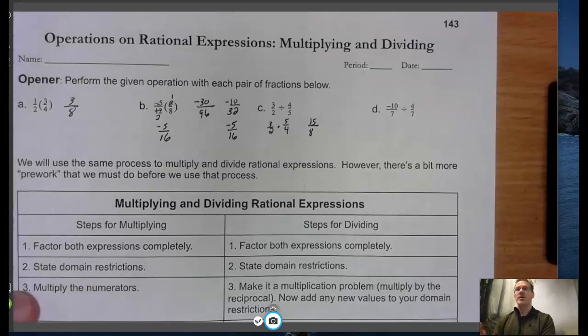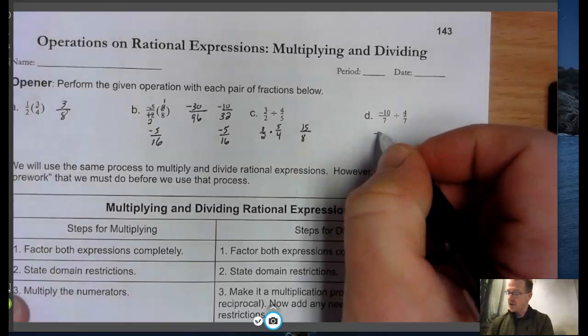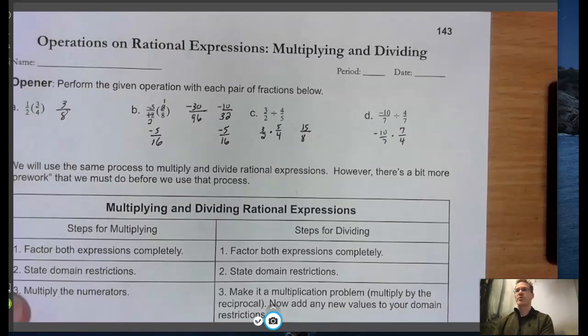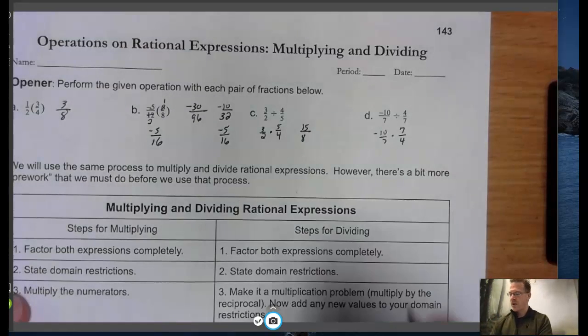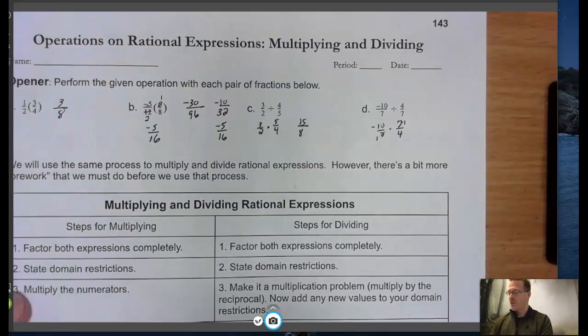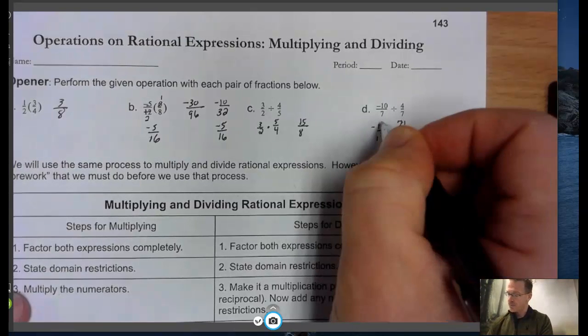Same thing on D here. So I would do negative 10/7 times 7/4. Now, once again, here's one of those times where we can reduce before we multiply. 7 divided by 7 is 1. And I can divide 10 and 4 by 2.